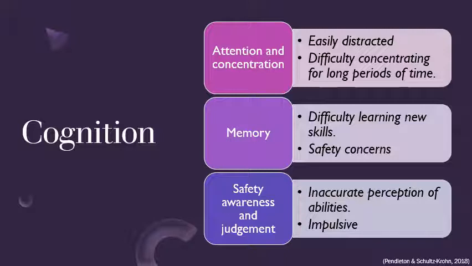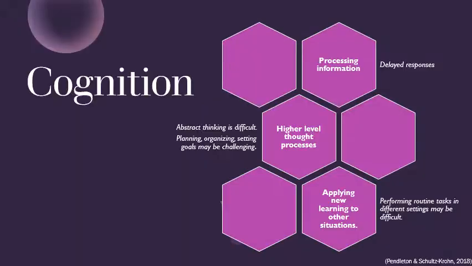They can also have difficulty remembering events before the accident or forming new memories after the accident. Safety awareness and judgment may be impaired, leading to an inaccurate perception of abilities, and they may attempt to do things beyond their abilities, which can lead to additional injuries. They can also be impulsive and act without thinking, like crossing the street without looking. Delayed information processing can lead to delayed responses.